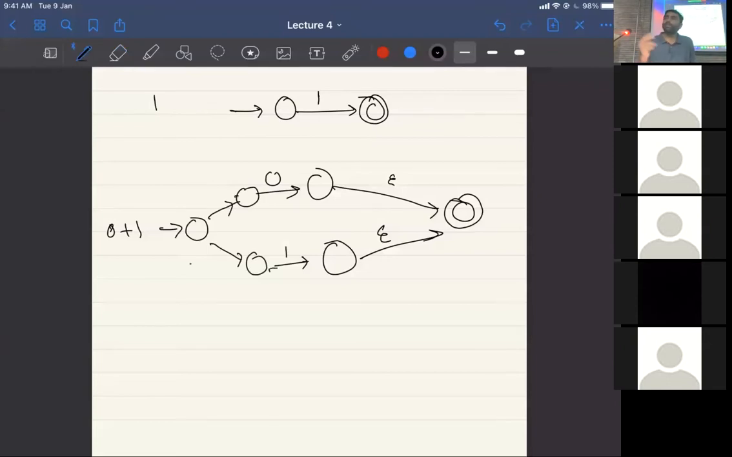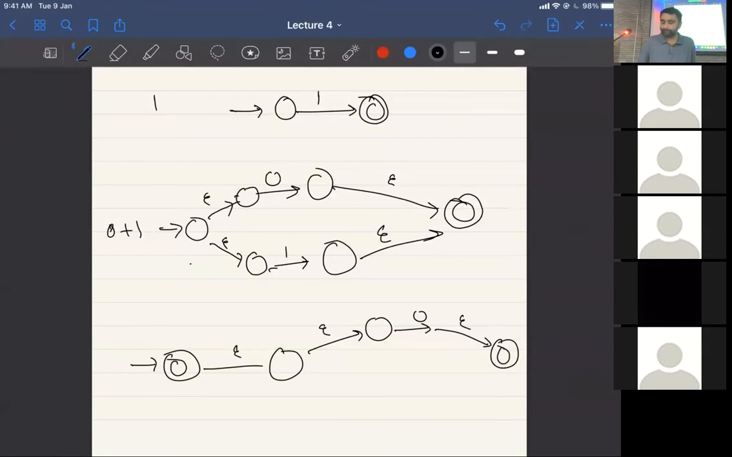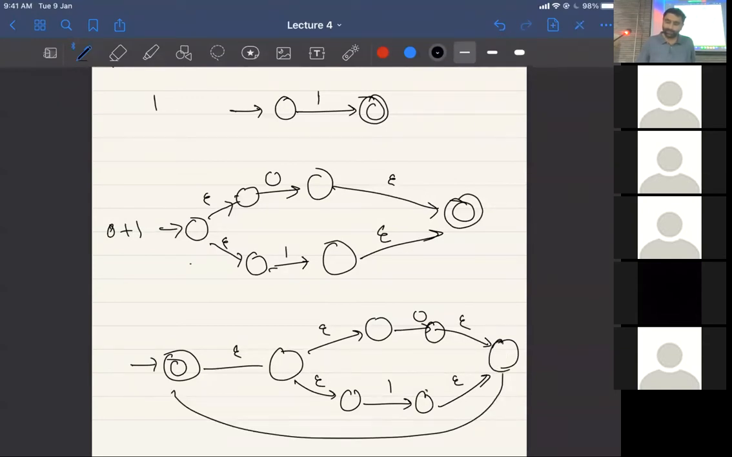Now we need to cater for the 0 plus 1 star. How do we do it? We create a new state, make it a final state, then connect it. This is also an empty transition. So connect it with the start state of the original one, and keep everything as is, and remove the final state status here. Remove this status. And connect it with the start state. So this is our 0 plus 1 star.